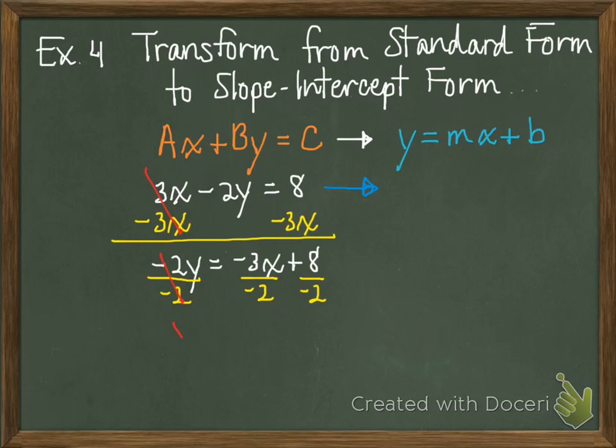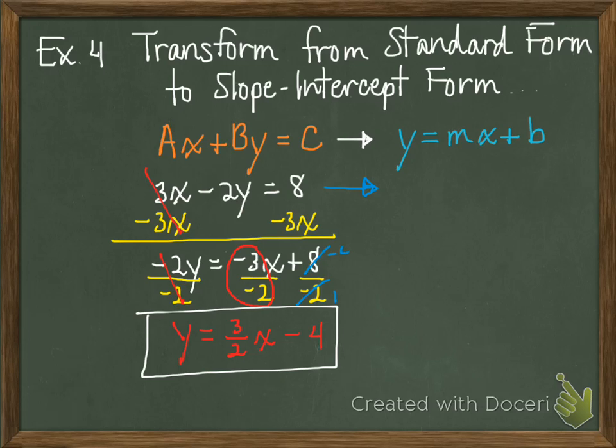So I'm going to continue. I'm going to reduce the left-hand side. I get y equals, on the right-hand side, negative 3 divided by negative 2 just reduces to 3 halves. So 3 halves x minus 4, because negative 2 divided by negative 2 is a 1, and 8 divided by negative 2 is a negative 4. That's why I wrote minus 4 down here.